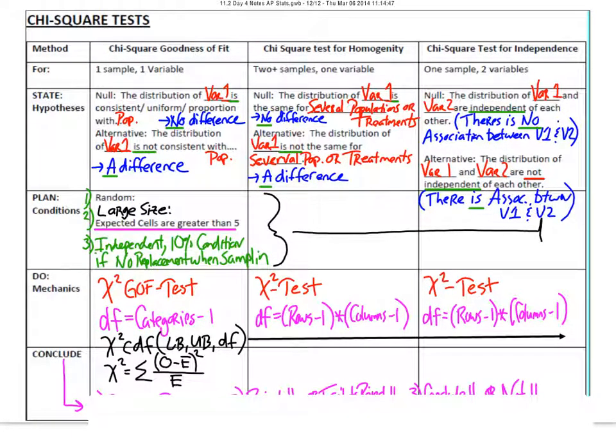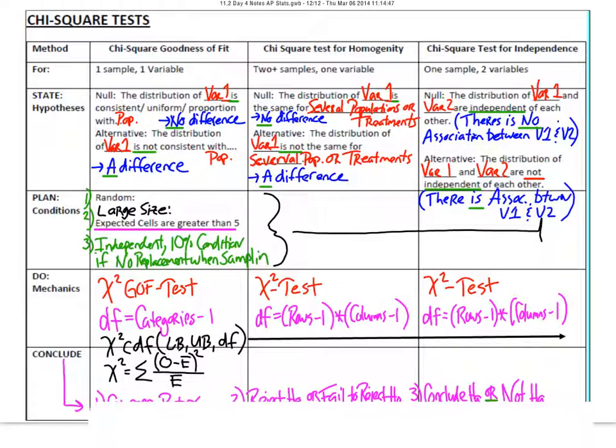Recall, state the test. So chi-square goodness of fit. This is just the chi-square test on the calculator, and so is this. These 2 actually run the exact same way on the calculator. Their degrees of freedom are calculated the same. Careful, goodness of fit is number of categories minus 1 for degrees of freedom. The chi-square CDF and the chi-square calculation for the statistic are exactly the same.